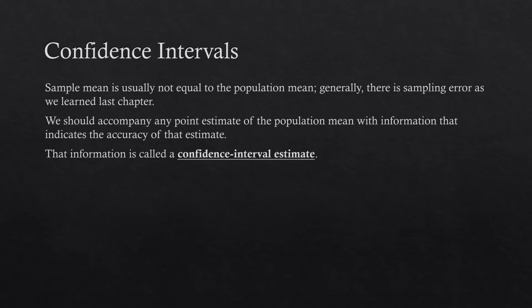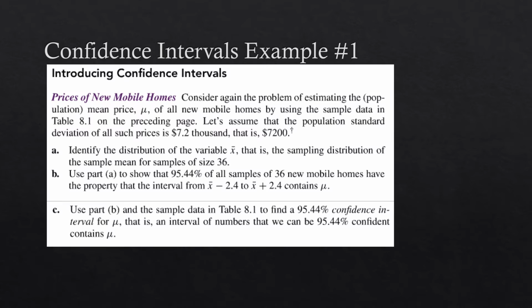So if you are presenting somebody with a point estimate, it is what it is. It's an estimate. But the people you're presenting to are going to want proof that that estimate is accurate. Well, that's where confidence intervals come in. Confidence intervals are going to be our proof to tell people that it's accurate. So let's look at this problem here.